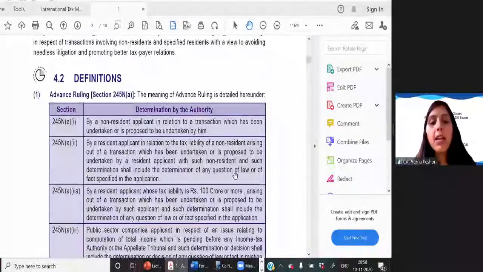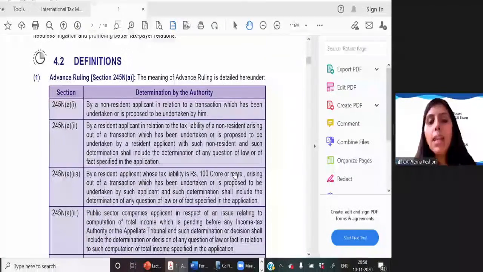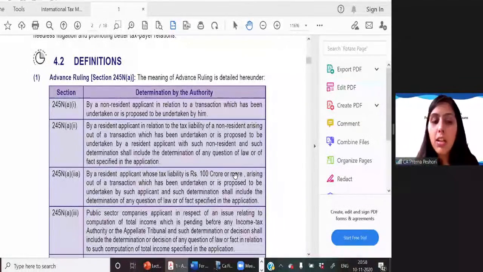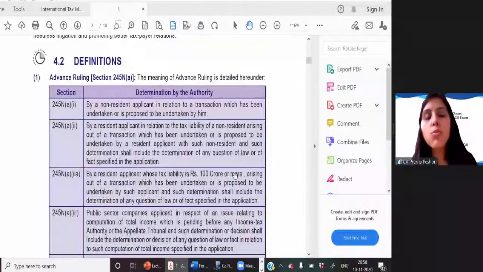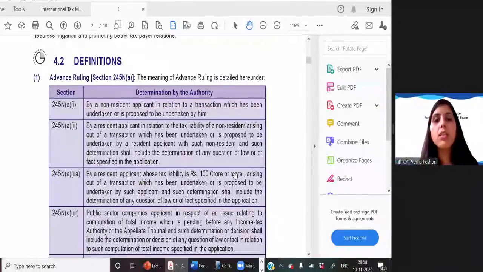Public sector companies can also make an application in respect of an issue relating to computation of total income which is pending before any income tax authority or the ITAT. Clear? So a public sector company is also an eligible applicant who can request the AAR to grant a ruling in respect of the computation of total income, if that question is pending before the ITAT or any tax authority. Clear?